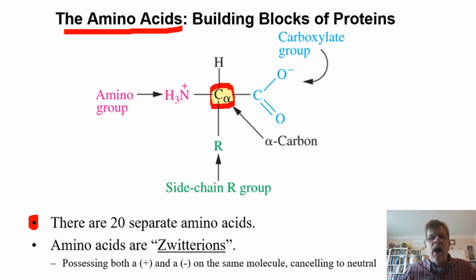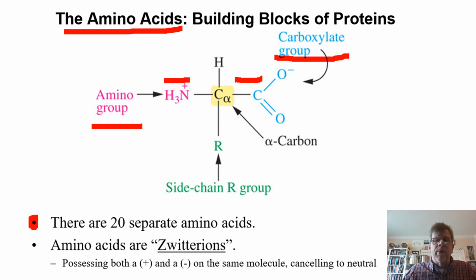A central carbon, and emanating from that central carbon, we have an amino group, and we also have a carboxylate group. Now, an amino group is always charged at physiological pH. A carboxylic acid is always a carboxylate at physiological pH. However, the fact that these molecules have both an amino group and a carboxylic acid group gives the name to amino acids: amino for the amino group, acids for the carboxylic acid. So two of our four bonds emanating from that central alpha carbon are an amino group and a carboxylate group.